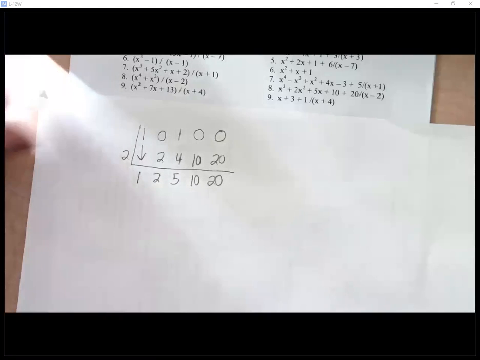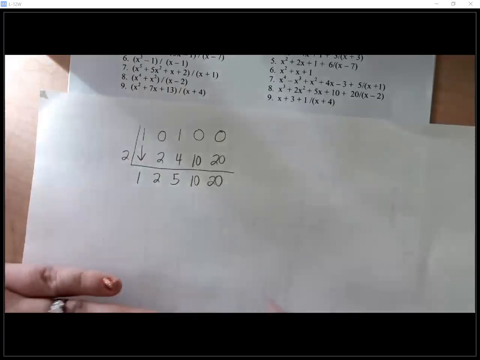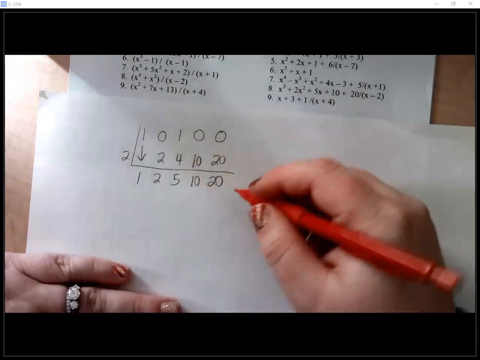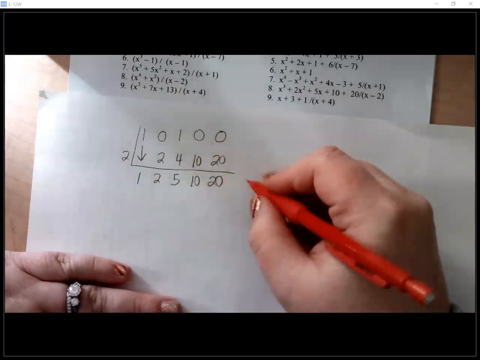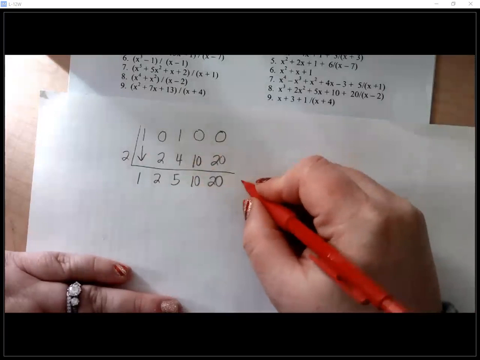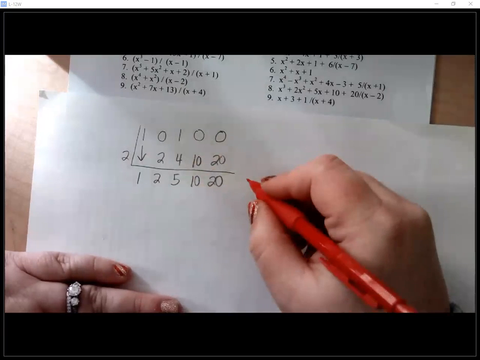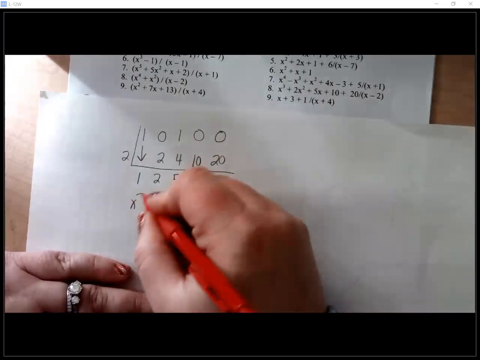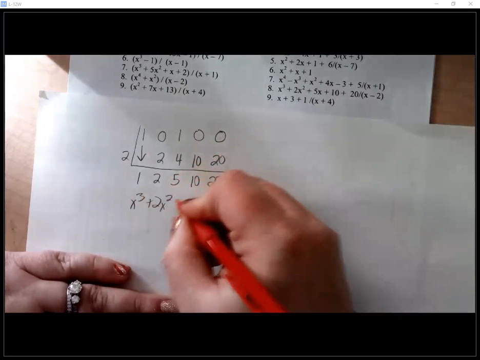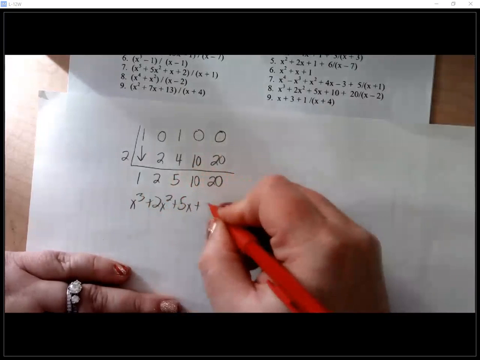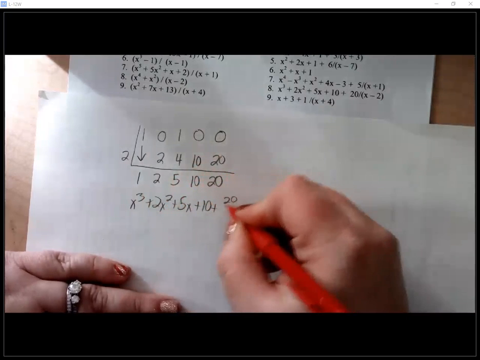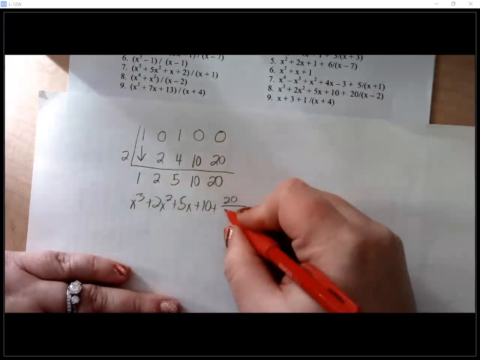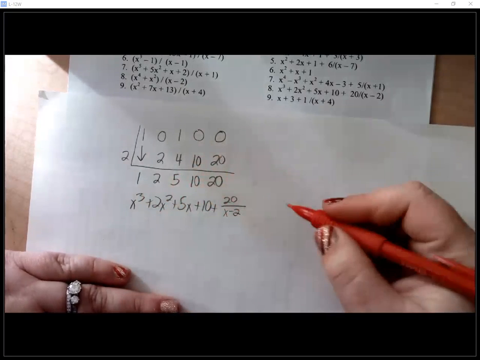Okay, so who can tell me what this is as an answer? Go ahead, Grace. Oh, x squared plus 2x. Whoa, wait. x cubed plus 2x squared plus 5x plus 10 plus 2, 20. Yeah, that sounds good. And there it is. Ta-da.